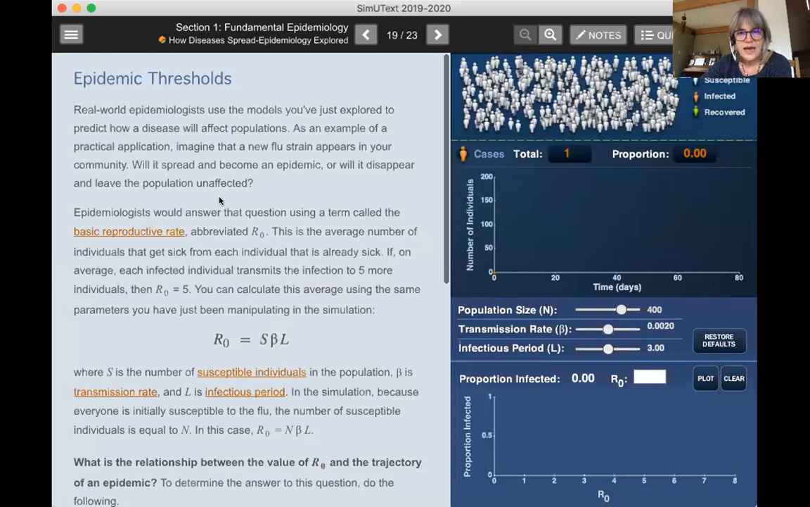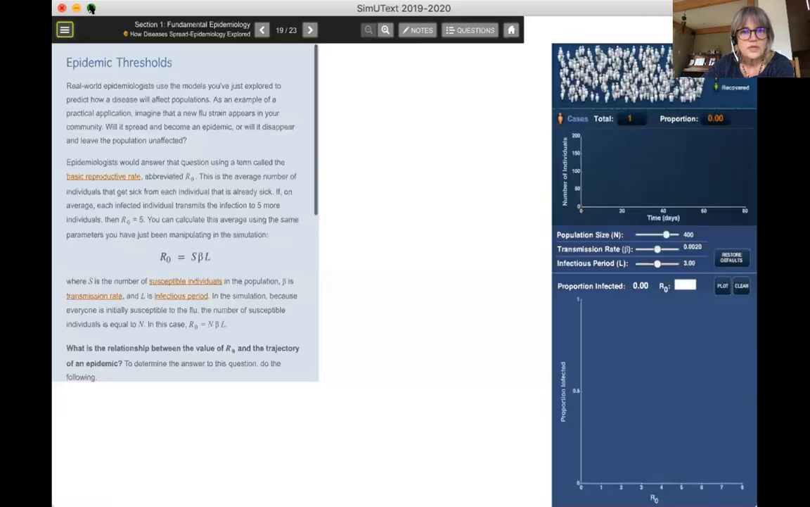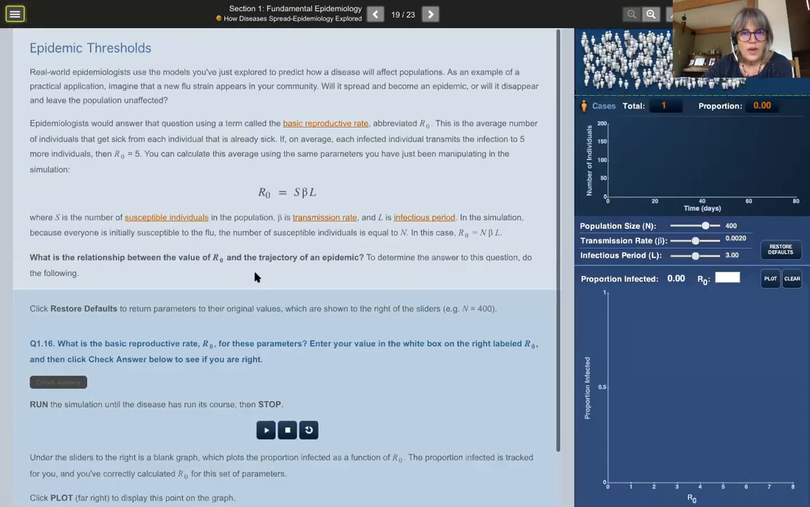So I'm going to share my screen here that shows the SimuText. This is after you have gone through section one. This is actually page 19 out of 23 in section one.